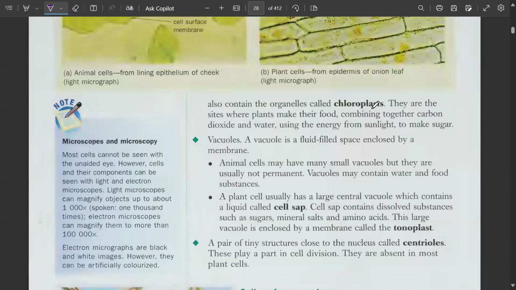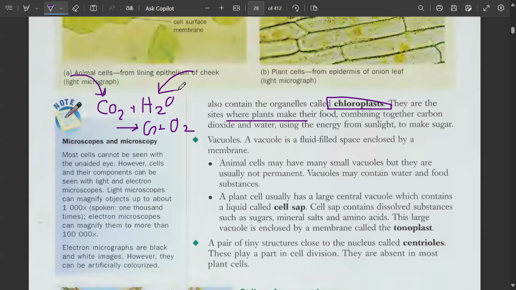Many other organelles such as chloroplast are also present, where the plants make their food through photosynthesis, combining together carbon dioxide and water. कार्बन डाइऑक्साइड और वाटर को कंबाइन करके they produce glucose and oxygen. अब कार्बन डाइऑक्साइड इनको हमसे आती है, we exhale carbon dioxide, and water they absorb from the roots. They combine it by using the help from sunlight to make sugar which is glucose.